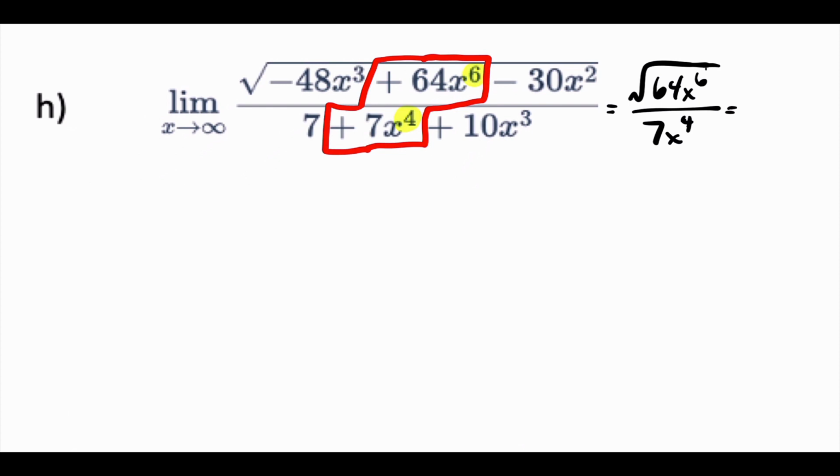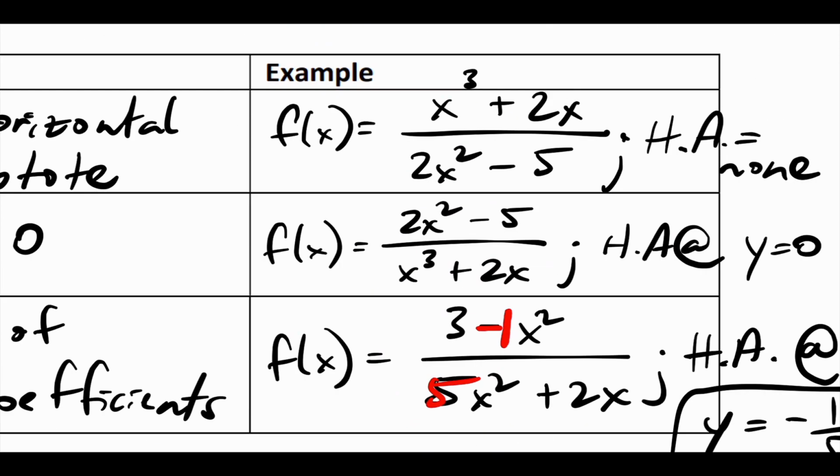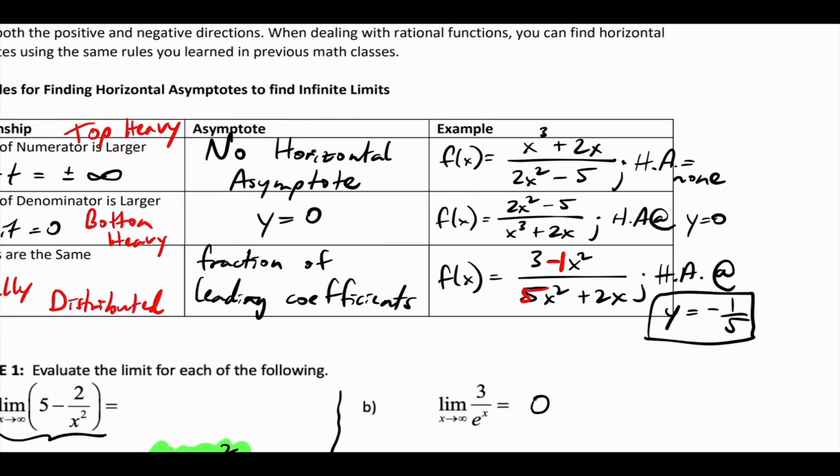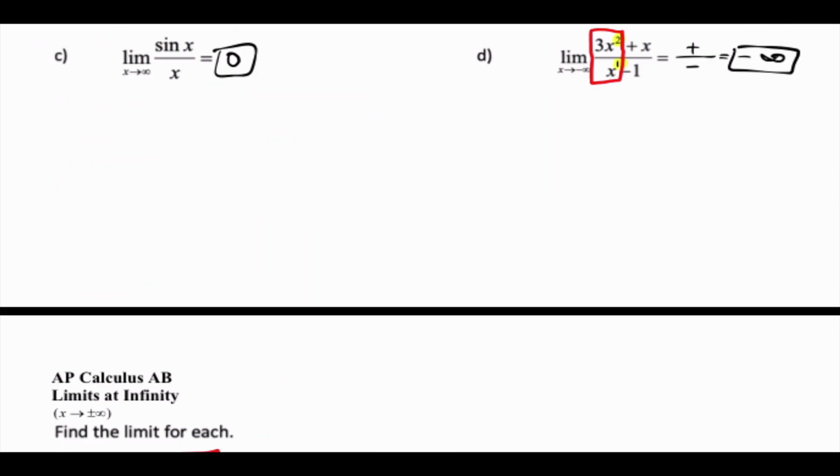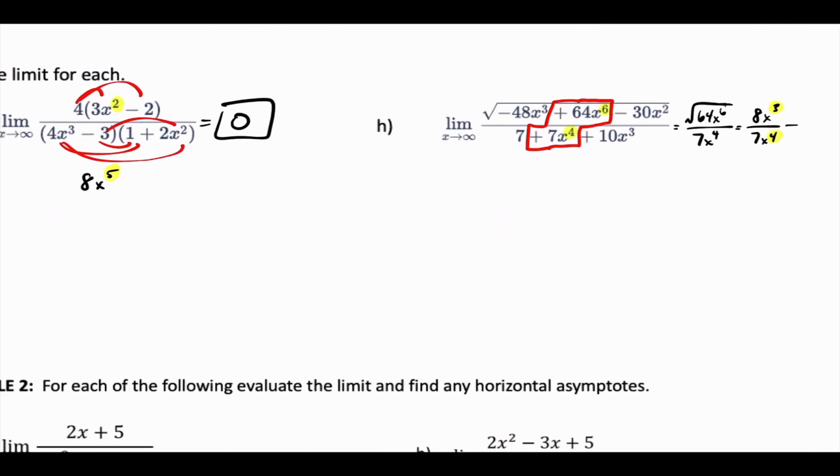It's really not. If I was to take the square root of that, how many powers would I have left? 3 powers, right? There's 3 pairs. So really this guy is 8x to the 3rd power, right? That's really what it is. So at first it looked like top heavy, but now it's actually bottom heavy. So because of that, we go to our table, and we find out that bottom heavy is just 0, just like the last one. So the limit is 0.